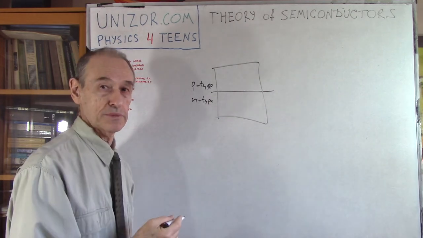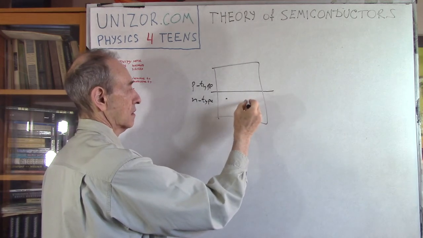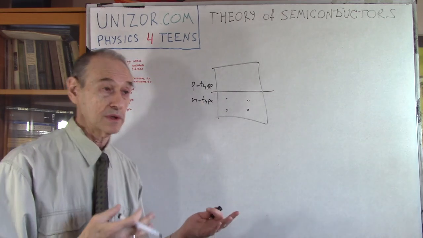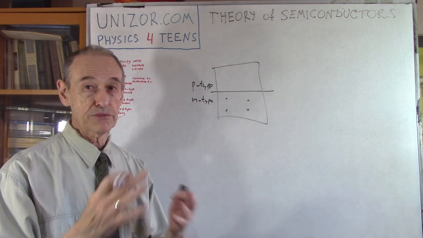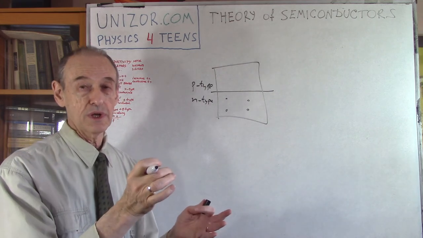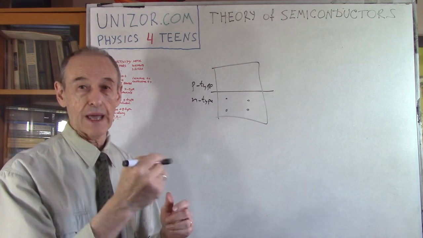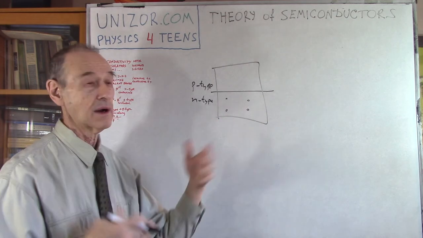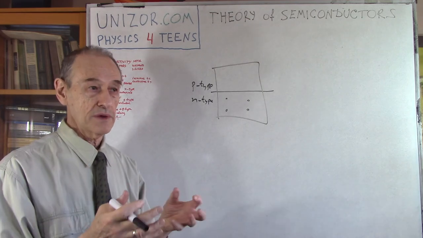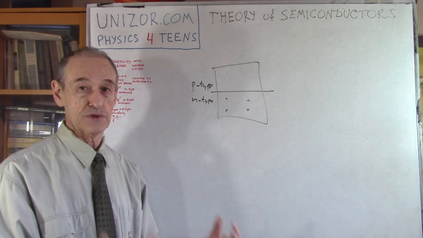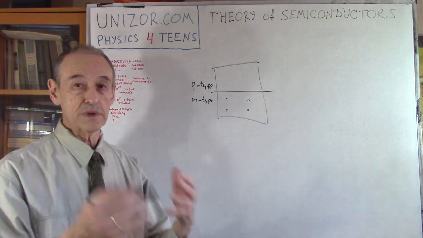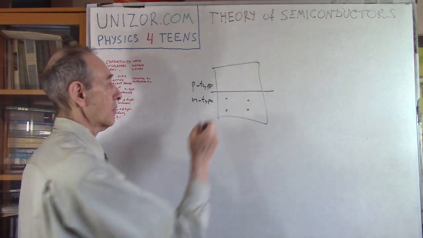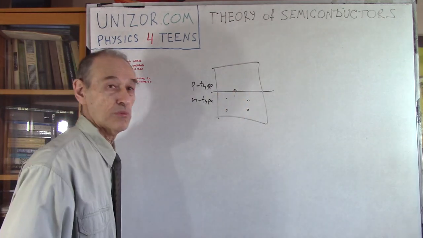So if this is an n-type, we have extra electrons here, which are just by themselves, fluctuating, because they're not connected to another atom, to another electron, using covalent links. So these are extra electrons which do not fit into the crystallized structure of silicon. So they are randomly moving within the material itself, and some of them might actually penetrate this border.